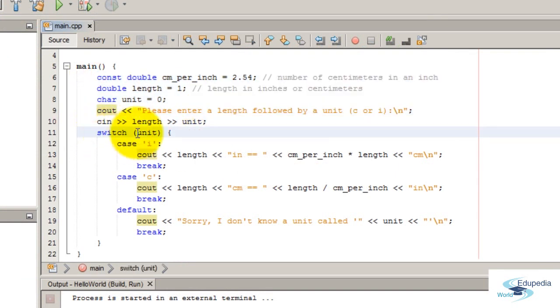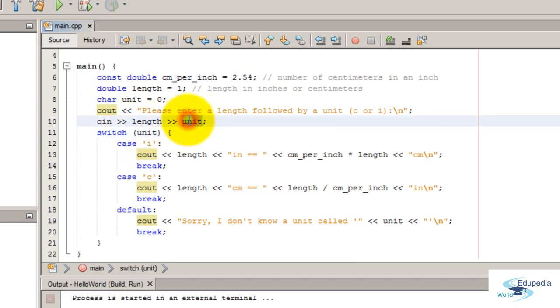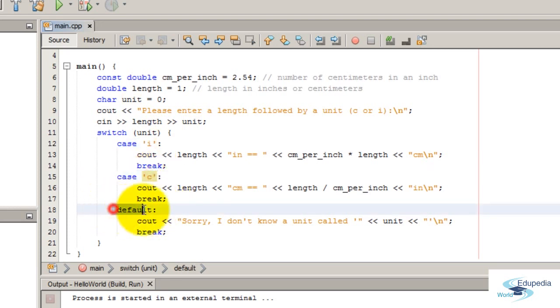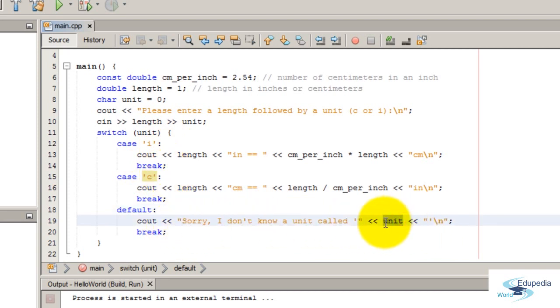This is our switch statement. It takes the unit value, which means this variable, the unit, and checks using these cases whether the unit is I or whether the unit is C or something else. By default means something else rather than this case or this case. For the I, it does the calculations for the inch to centimeter conversion. If it is C, it does the conversion of centimeters to inches. If it is something else, it says, "Sorry, I don't know a unit called" the value of the unit. It is the same thing that we did using the if-else statement.